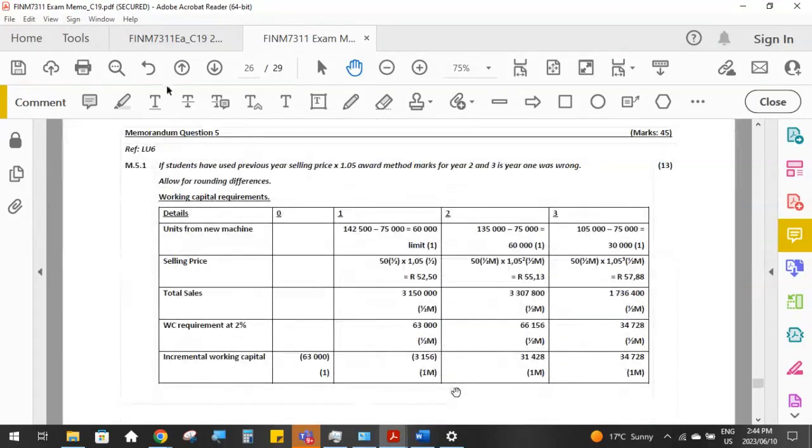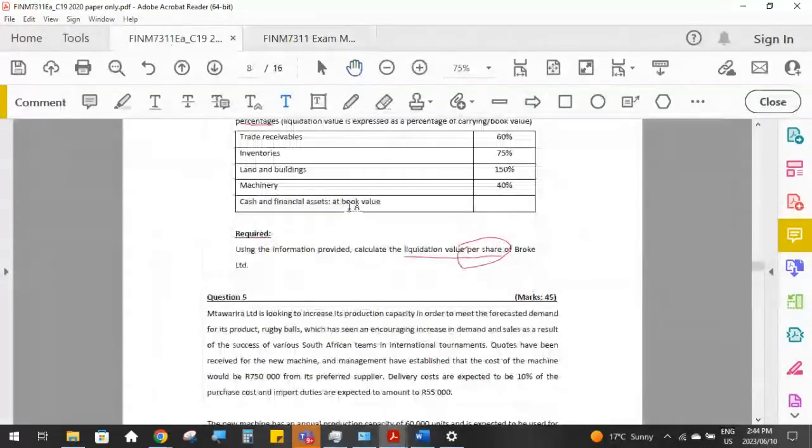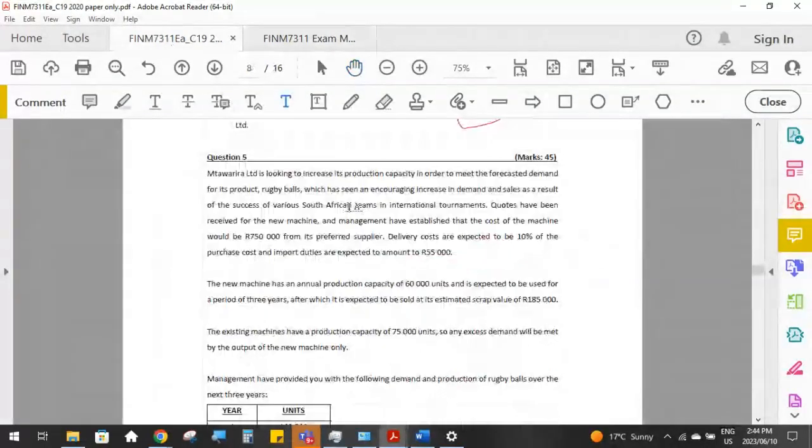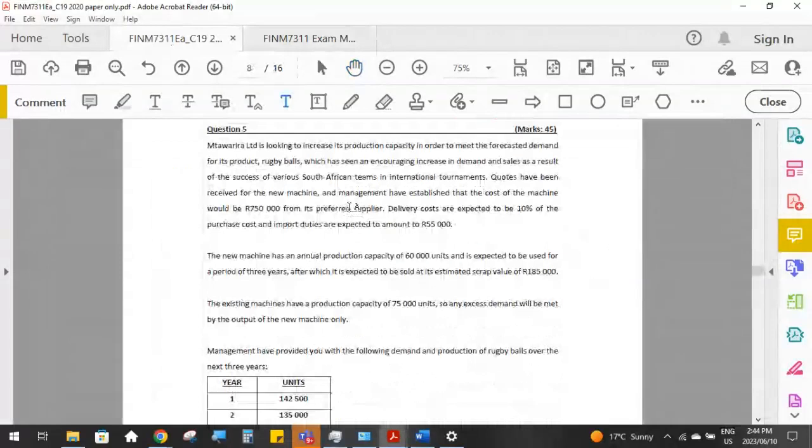Then, as I said, for question 5, I'm not going to work through this whole question now because we've already done similar questions in your 2018 paper, and you have these in your textbook as well. Literally the identical question. It's a company that wants to increase their production capacity, so they are going to purchase a new machine.